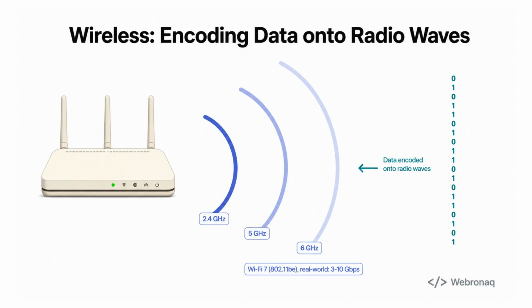Different frequencies carry different amounts of data. Wi-Fi 7, the standard officially known as 802.11b, operates across the 2.4 GHz, 5 GHz, and 6 GHz bands simultaneously, a technique called multi-link operation. In 2026, with over a billion Wi-Fi 7 devices expected to ship this year, real-world speeds typically land between 3 and 10 gigabits per second in close-range tests. Impressive, but now let us look at what connects your router to the rest of the world.